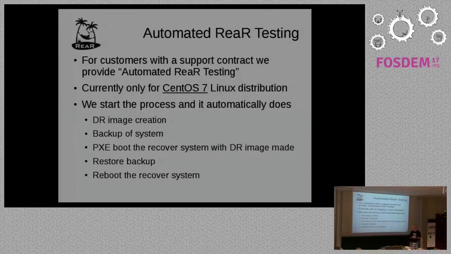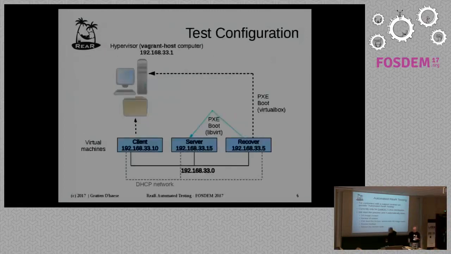So what will the automatic testing in fact do? It will create a disaster recovery image, it will create a backup, it will boot and recover a virtual machine over PXE network booting, it will recover it automatically, and it will restart. And after the restart, your recovered virtual machine is exactly the same as the client. You will see it in the next slide.